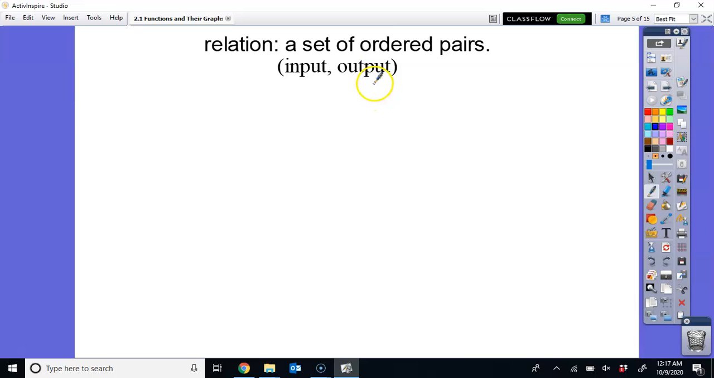A relation is a set of ordered pairs that have inputs and outputs. Typically, those are our x's and our y's. We use other words like domain to talk about the x values and range to talk about the y values. When you're telling somebody what the domain is, you're telling them what the x's are. When you're telling them the range, you're telling them what the y's are. And so a set of ordered pairs is inputs and outputs that go through and connect together somehow.